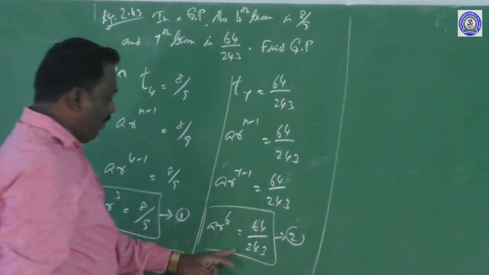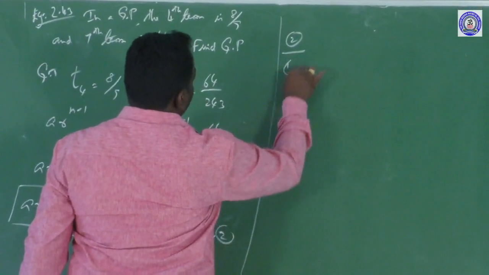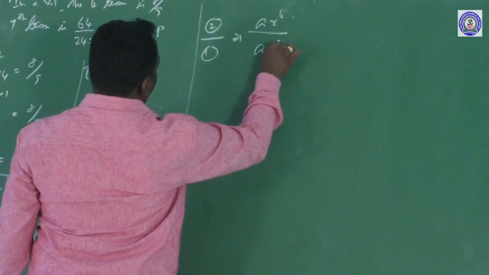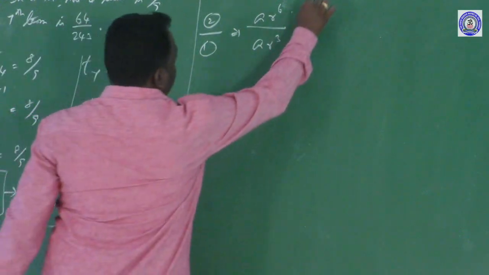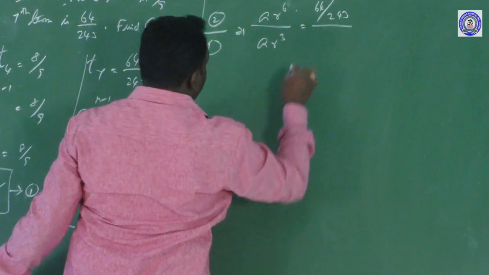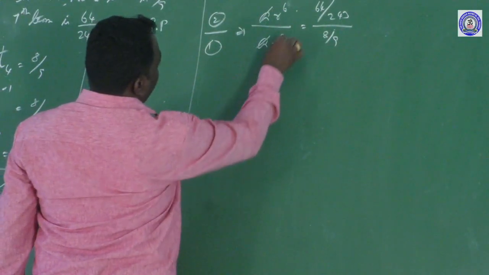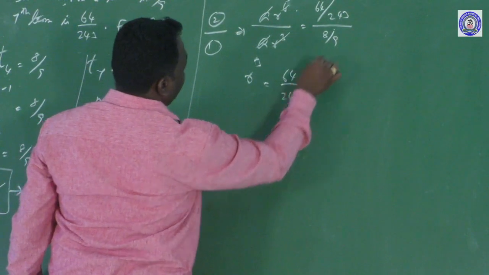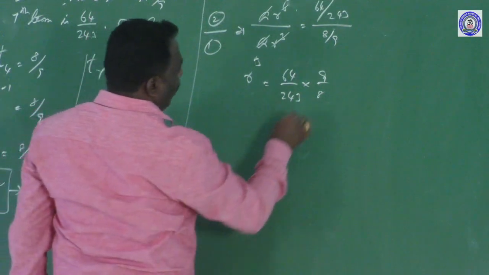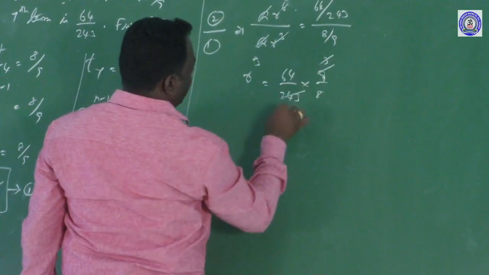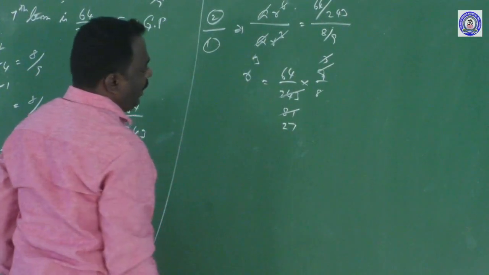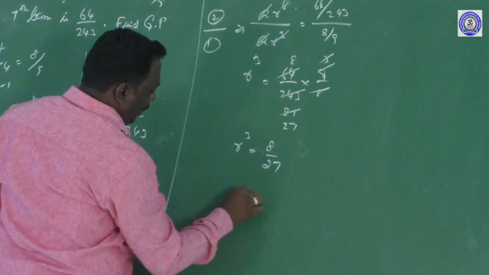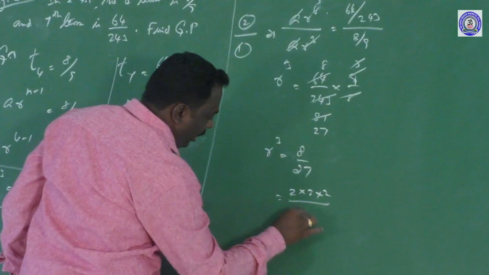Now what are we to do here? Divide the second equation by the first equation. The left hand side of the second equation, A into R power 6, divided by the left hand side of the first equation, A into R power 3, is equal to the right hand side of the second equation, 64 by 243, divided by the first equation's 8 by 9. Now A will cancel and R power 3 is remaining. Therefore R power 3 is equal to 64 by 243, taking the reciprocal of the denominator, 9 by 8. Now cancel: 3 times 8 cancels 1, 2 times 6, 7 times 21, again cancel 8 times. Therefore R power 3 is equal to 8 by 27, that is equal to 2 into 2 into 2 by 3 into 3 into 3.